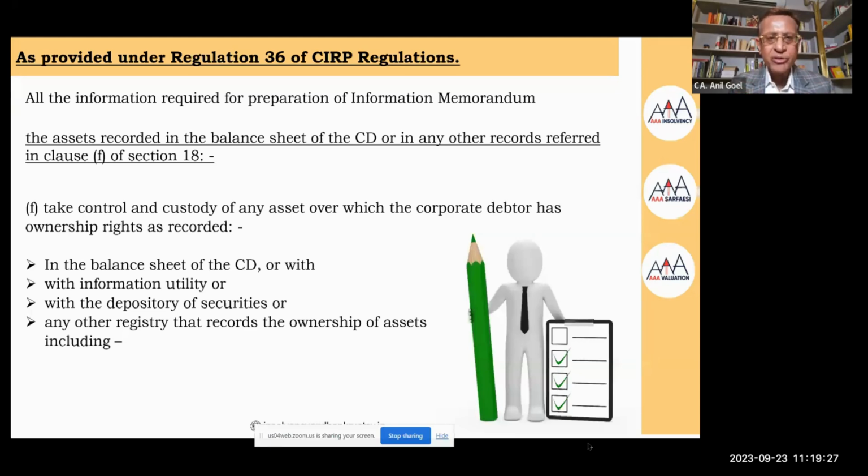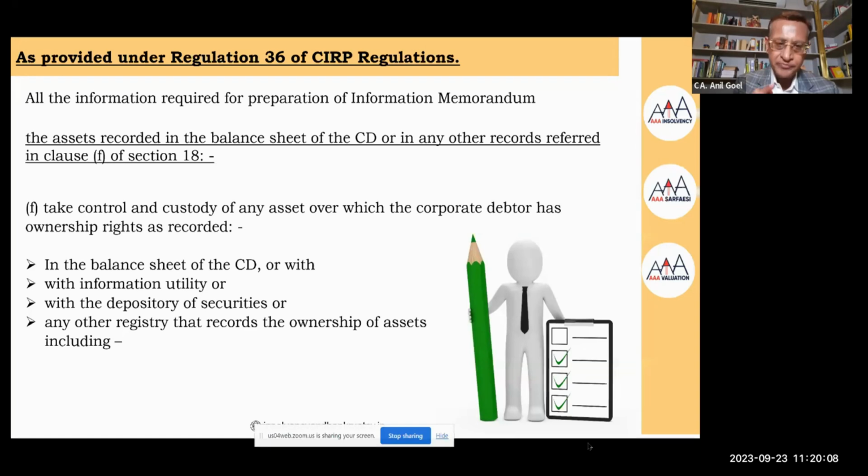Now, what is required under regulation 36 of the CIRP regulations? All the information required for preparation of the information memorandum. The RP or the IRP has to seek information which is required for preparation of the information memorandum. I don't need to go through all the details required under Regulation 36, which was also recently amended. The other thing is the assets recorded in the balance sheet of the corporate debtor or any other records referred in clause F of section 18. Now, what are these records?